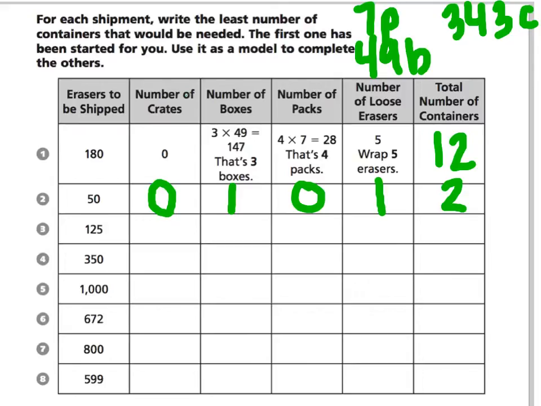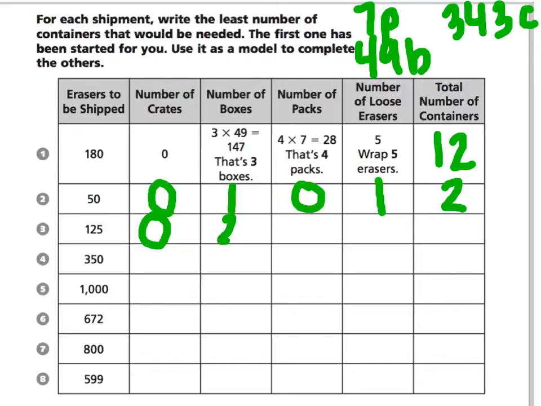For 125 erasers, I'm going to use the same strategy. How many times would 343 erasers go into 125 erasers for your number of crates? And that would be 0 times. 343 cannot go into 125. Moving on to boxes, how many times would 49 go into 125? Remember, you can think of 49 as estimating it close to 50. So how many times would 50 go into 125? And I know that 50 plus 50 is 100. So it would be 2 times.